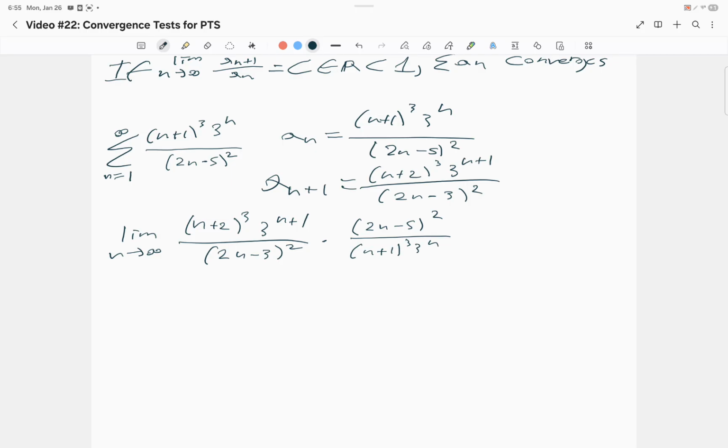All right, so some nice things can happen here. Right off the bat, these 3 to the n's cancel, so we're just going to get 3 on the top. And if we FOIL out the top parts, we're going to get n cubed plus, sorry, it should be a 6 n squared plus 12n.